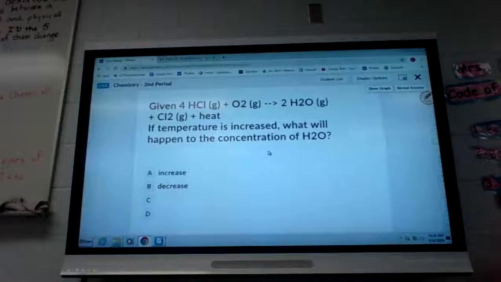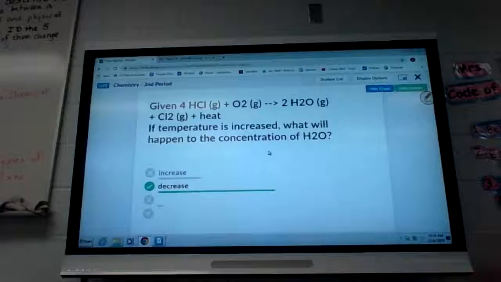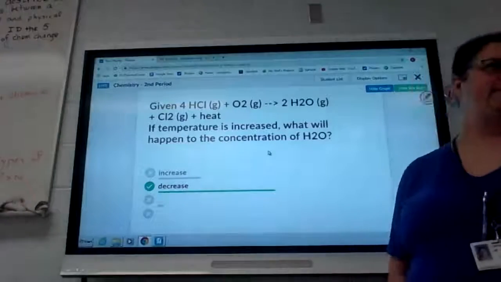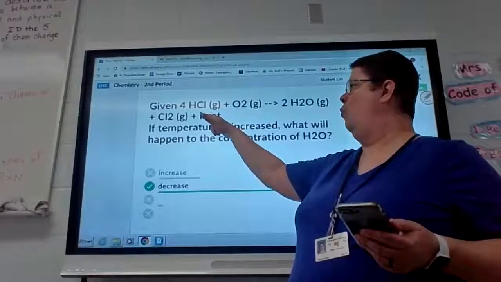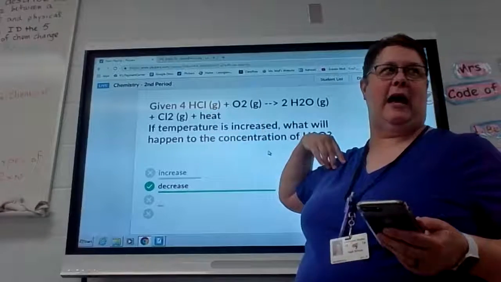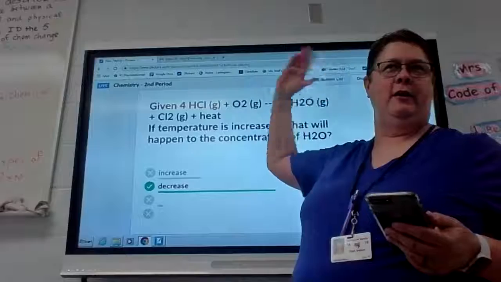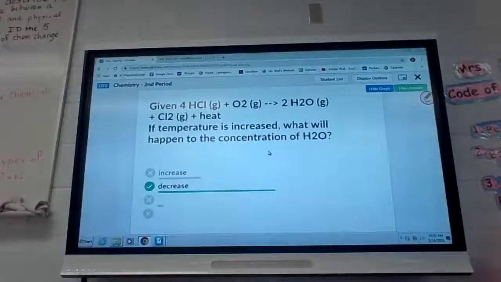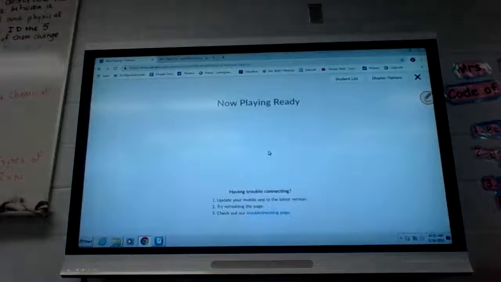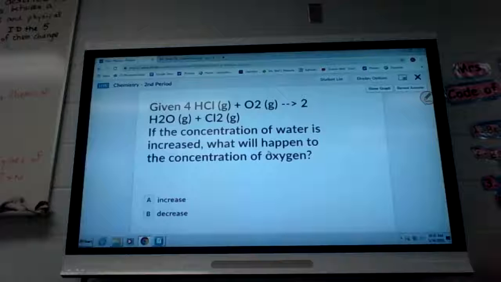All right, so we have a few people who got the wrong answer. We're about 70% right. So if you increase the temperature, what does it do? It moves to the colder side. The heat is on the product side, so it goes to the colder side, which is the left, the reactants. All right. And I've used the same reaction many times.